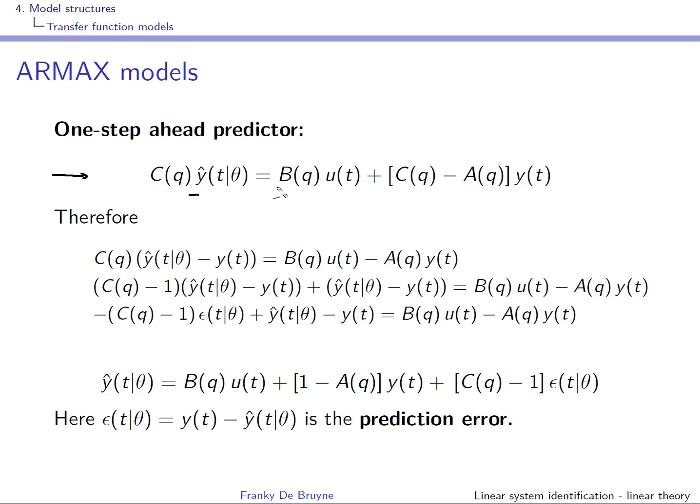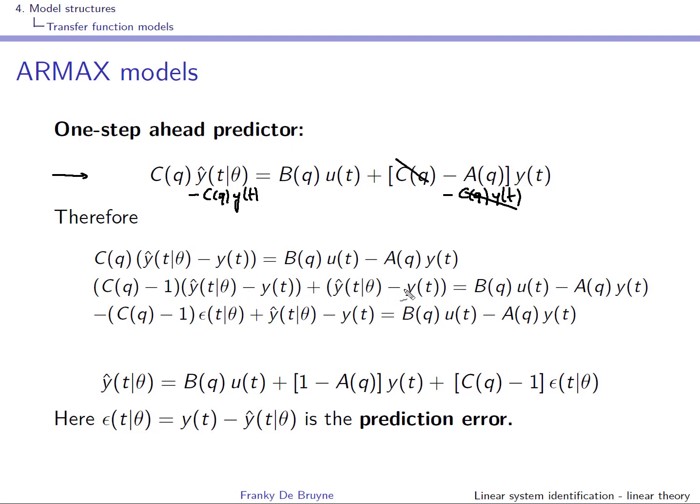So what we'll do is, on both sides, subtract C_q y(t), and we'll do this also minus C_q y(t) over here. But this one over here will simplify with this one over here, so that we can write C_q, prediction minus measurement, is B_q u(t) minus A_q y(t), right? So what we do here is simply do minus 1.